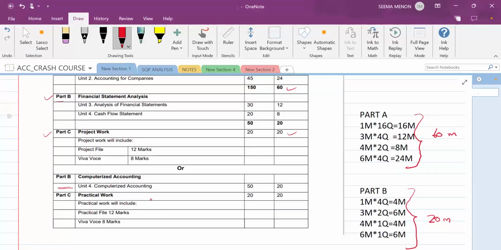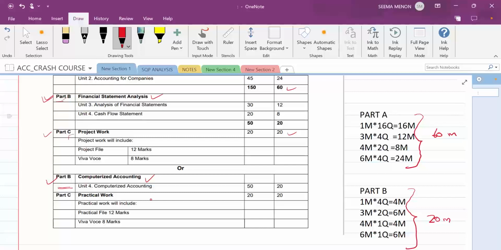A few schools and a few states take computerized accounting. But for accountancy students, financial statement analysis is a must. So we are following part B as per NCERT. There is an option of part B or part C, financial statement analysis or computerized accounting. Only one of them is to be attempted, so in the question paper also there will be an option.